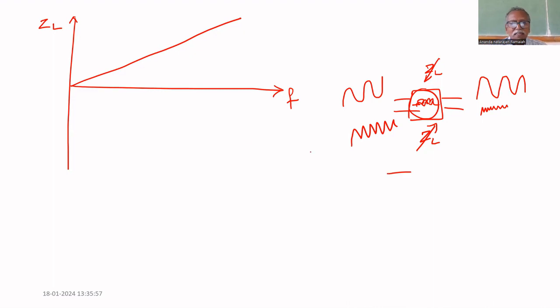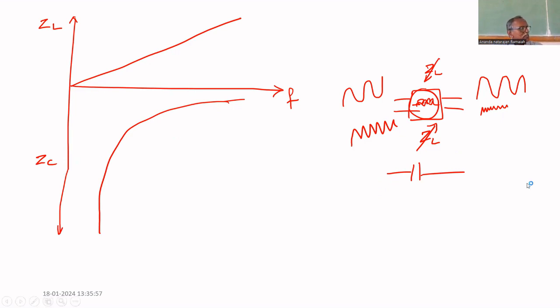Similarly, if you put a capacitor, what is the nature of the impedance ZC? ZC will be looking like this. At low frequency, its impedance will be very high. At high frequency, its impedance is very low. That's why if you put a capacitor in series, it bypasses high frequency, but it blocks low frequency.